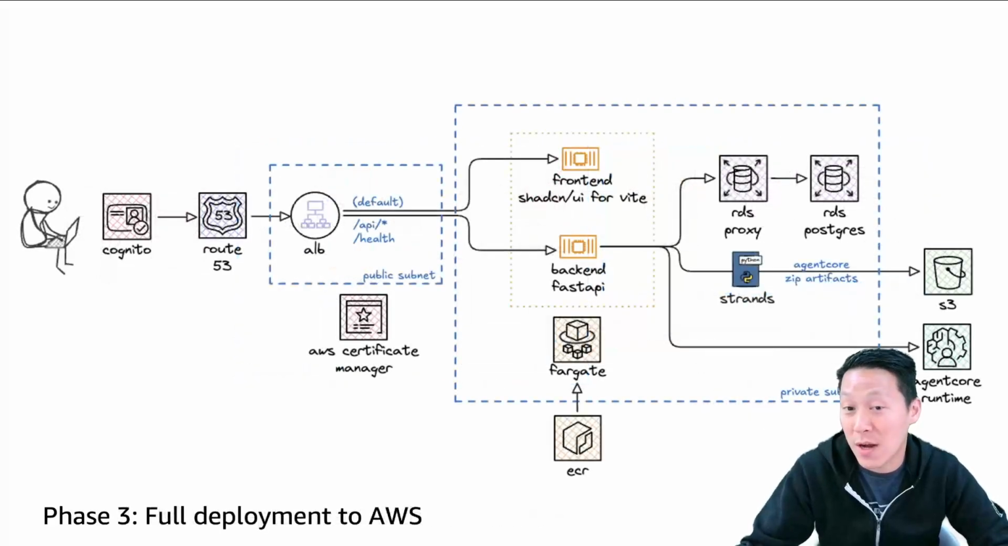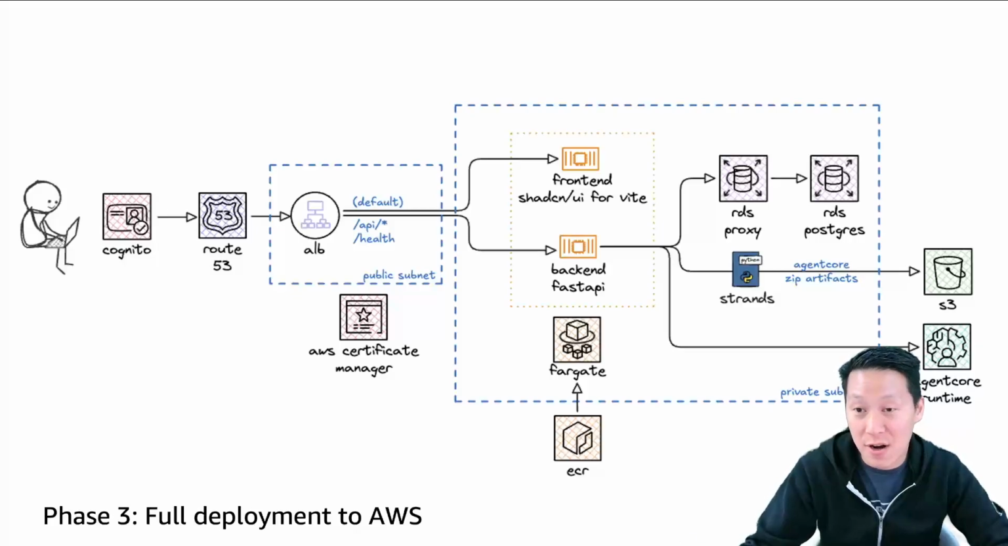But of course, you want to transition to phase three, where that full stack is deployed into AWS with the front end interface and that backend FastAPI deployed as containers on Fargate. Those will be fronted by an application load balancer, where we'll terminate TLS with a certificate from ACM, and of course use Route 53 to forward traffic to that custom domain name.